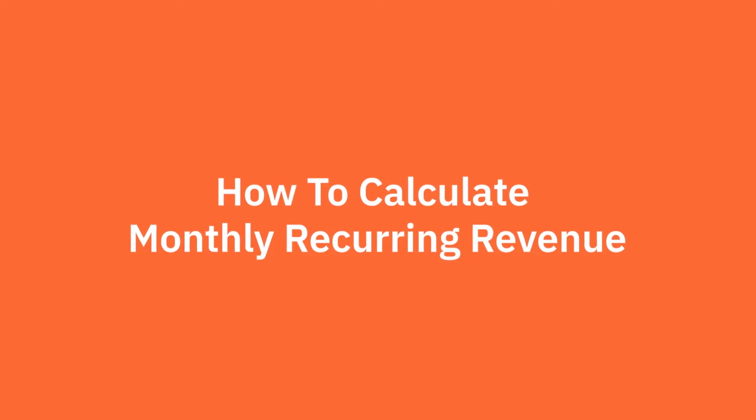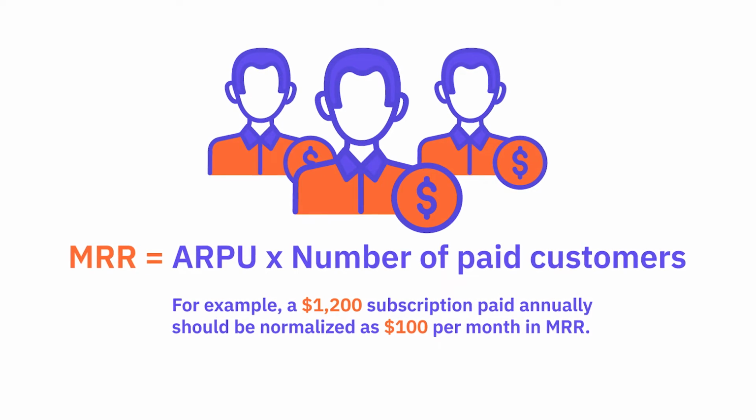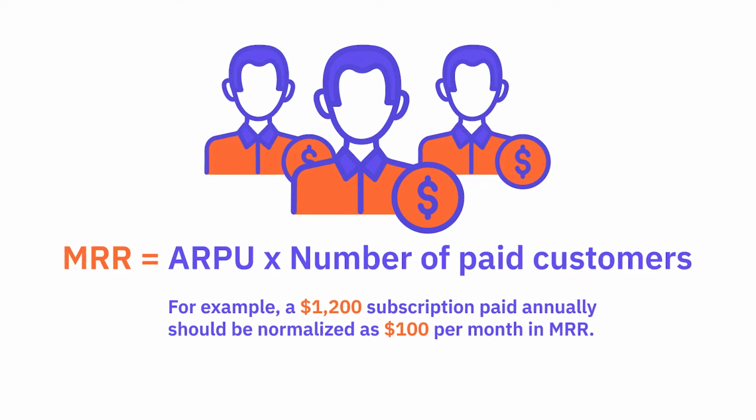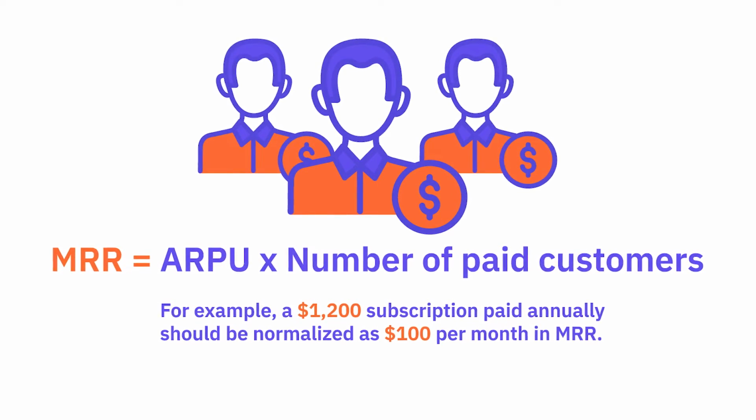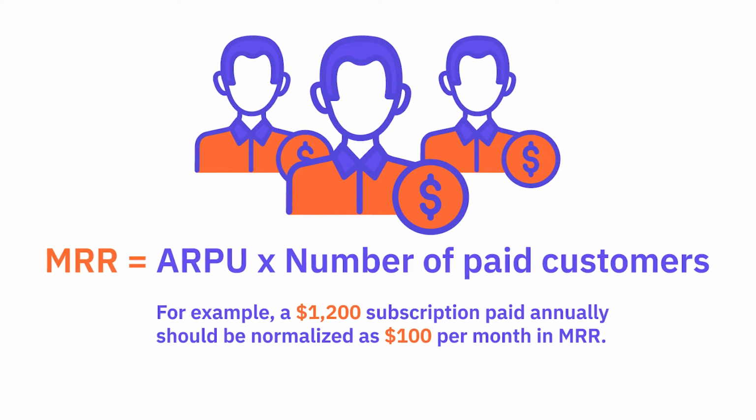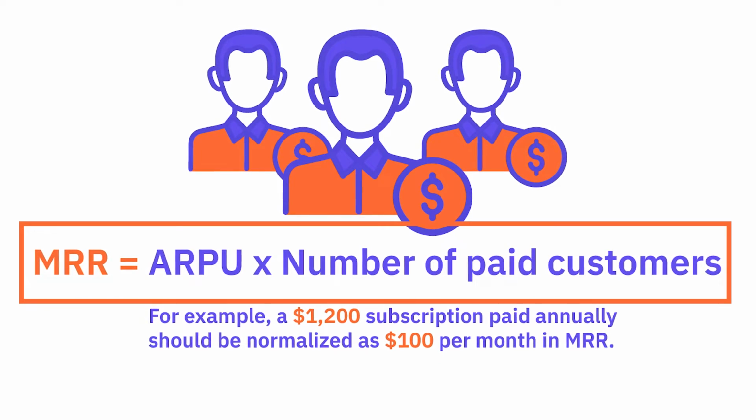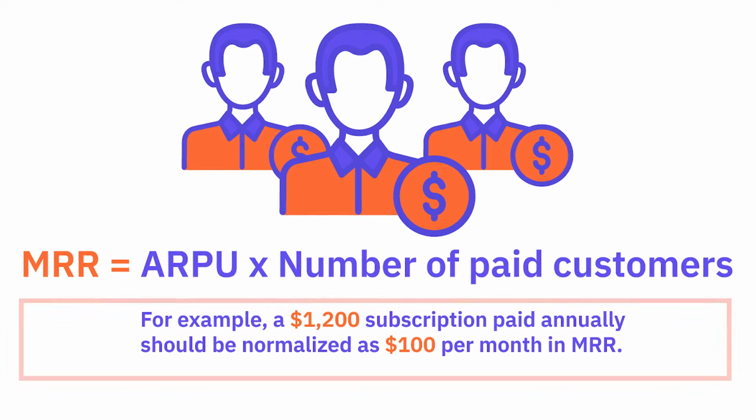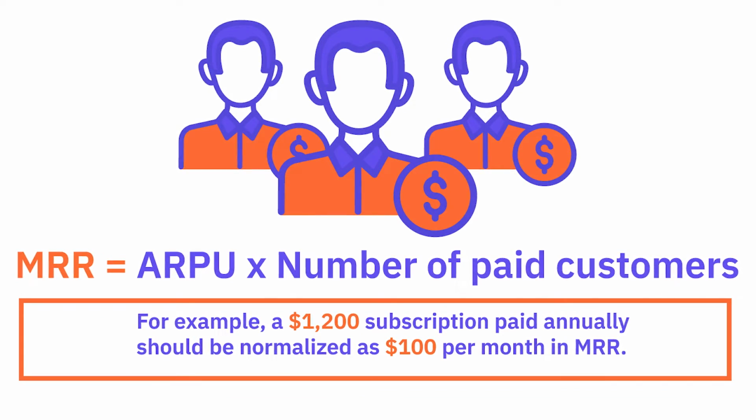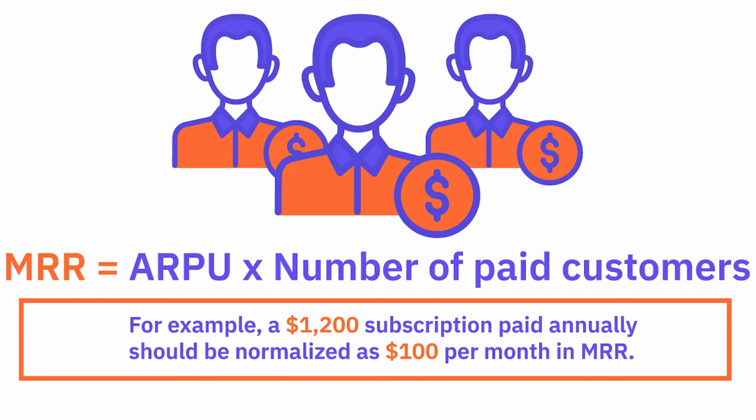How to calculate monthly recurring revenue? Here's a simple way to calculate MRR. Take the sum of all the money received from your paid subscriptions. If you know your ARPU, or average revenue per user, you can multiply it with the number of paying customers to find your MRR. The formula is MRR equals ARPU times the number of paid customers. MRR is calculated for a monthly duration. For example, a $1,200 subscription paid annually should be normalized as $100 per month in MRR.